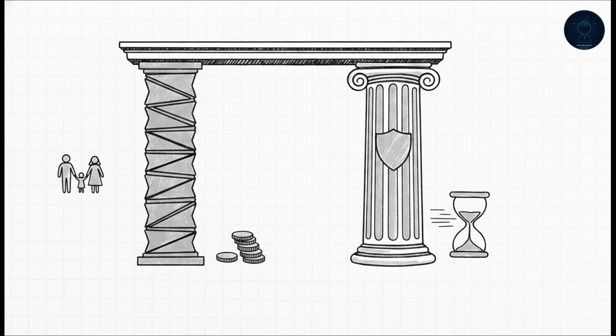Now, this one is built on the concept of service. It offers a much faster route to forgiveness, usually just 10 years, in exchange for the borrower dedicating their career to public service or nonprofit work.